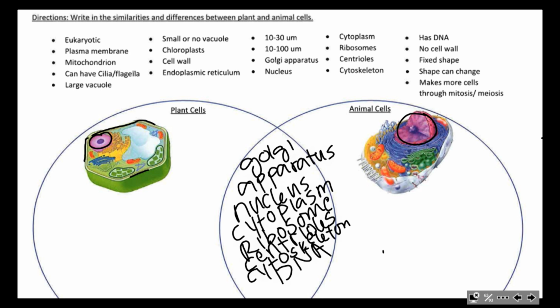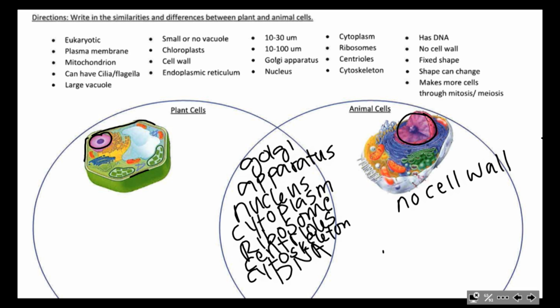The next one is cell wall, no cell wall. Where does that go? We have cell wall on the plant cell, so no cell wall goes over here. No cell wall. That helps our cells, animal cells, take on all the different shapes it needs in order to make your body work the way it's supposed to.